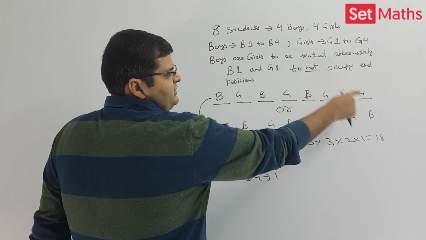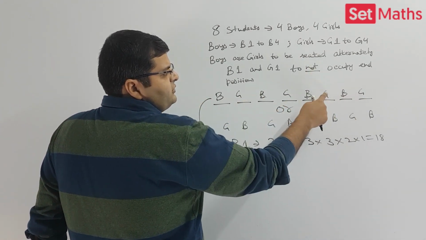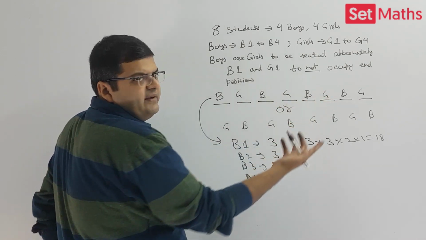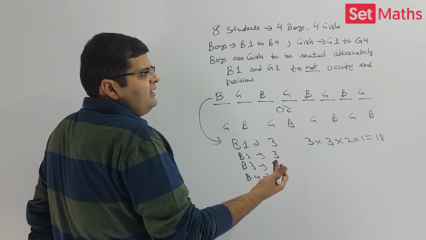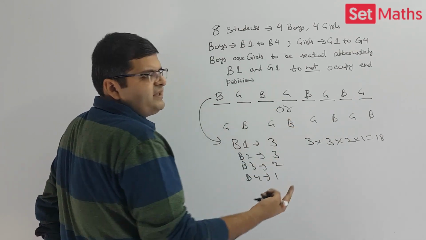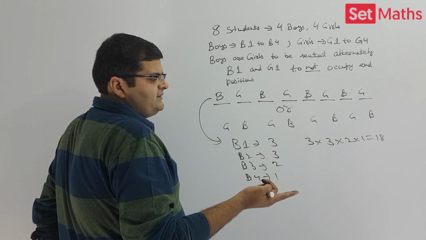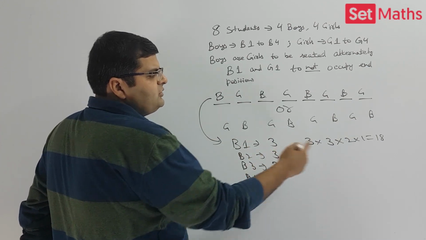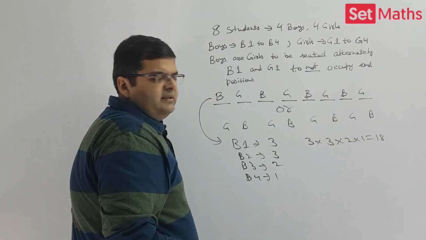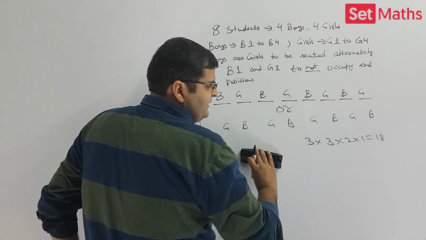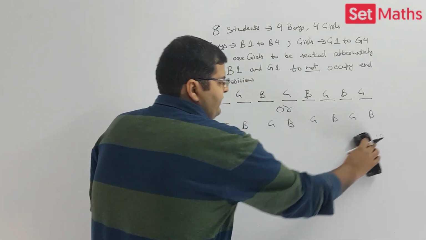Similarly for girls, G1 cannot occupy this position. So G1 has 3 options to choose from, or G1 can be seated in 3 ways. Now the next girl coming in, G2, will have 3 options again because out of 4 options, G1 has occupied one of the places. So the girls will also be seated in the same 18 ways: 3 into 3 into 2 into 1. So boys are seated in 18 ways. Girls are also seated in 18 ways.